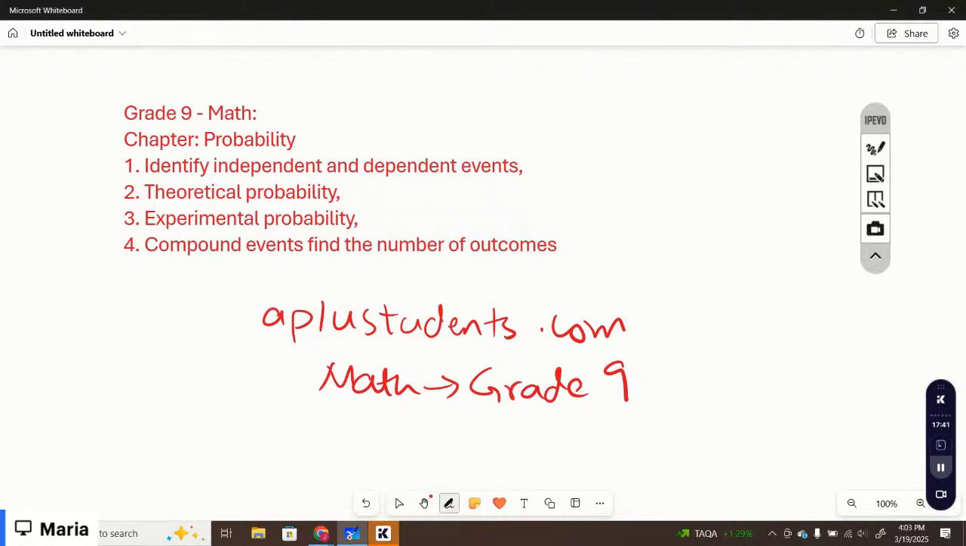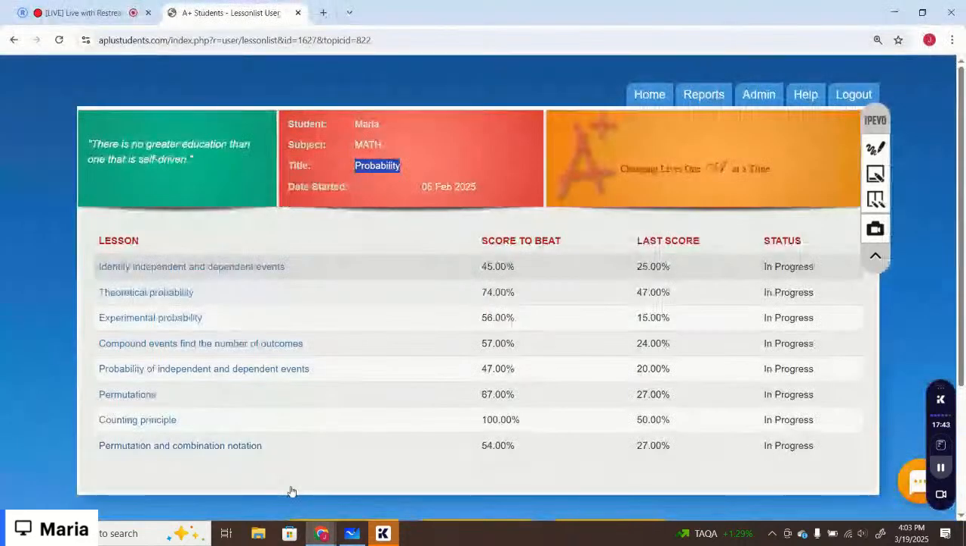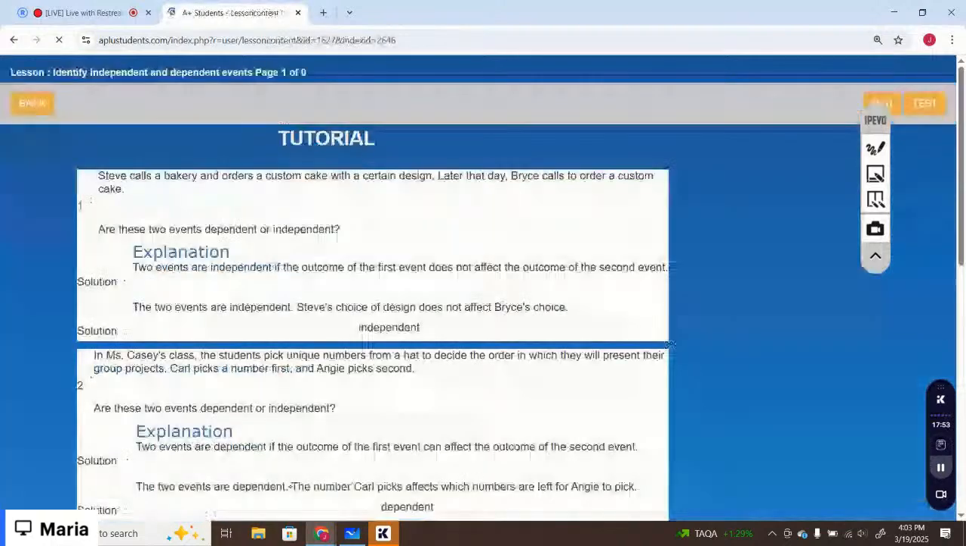Okay, and I'm on grade 9 math. The chapter we're on right now is probability. Let's just start with the first lesson, that is identify independent and dependent events.